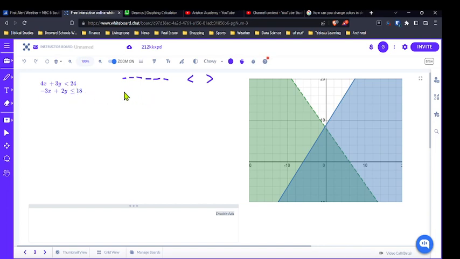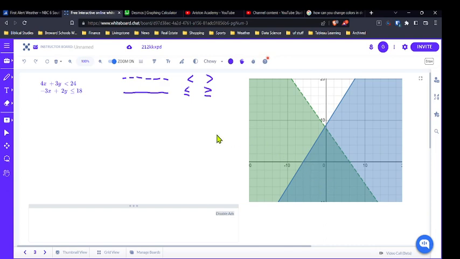Now, in contrast, solid lines always have an equal component to them. So it's going to be less than or equal to or greater than or equal to. In this case, I have minus 3x plus 2y is less than or equal to 18. That would be this blue line right here, and it's solid, as you can see. And the solution region for that inequality is all of this blue region right up here, as well as this region down here that's got a blend of green in it as well.